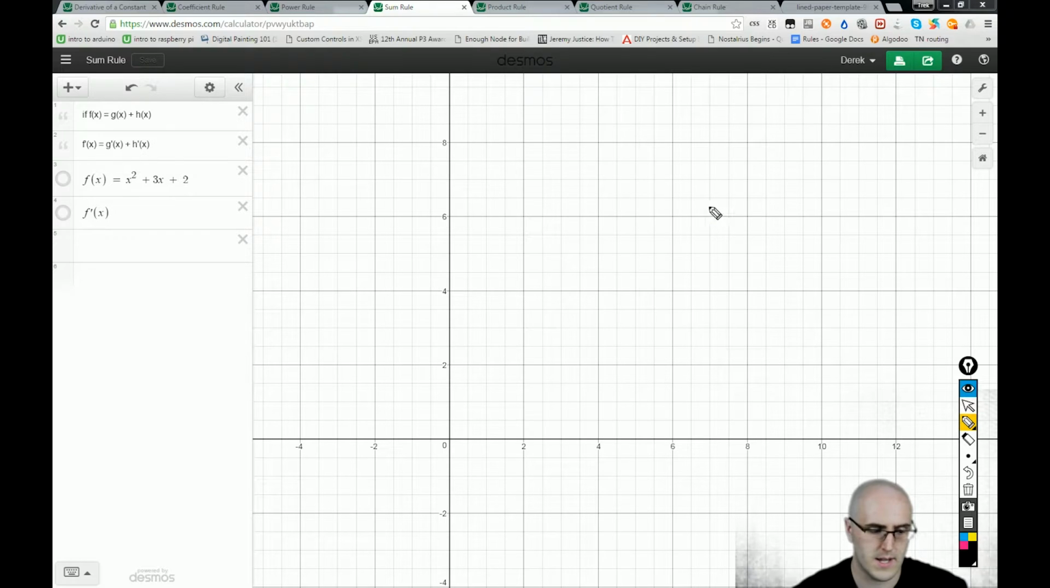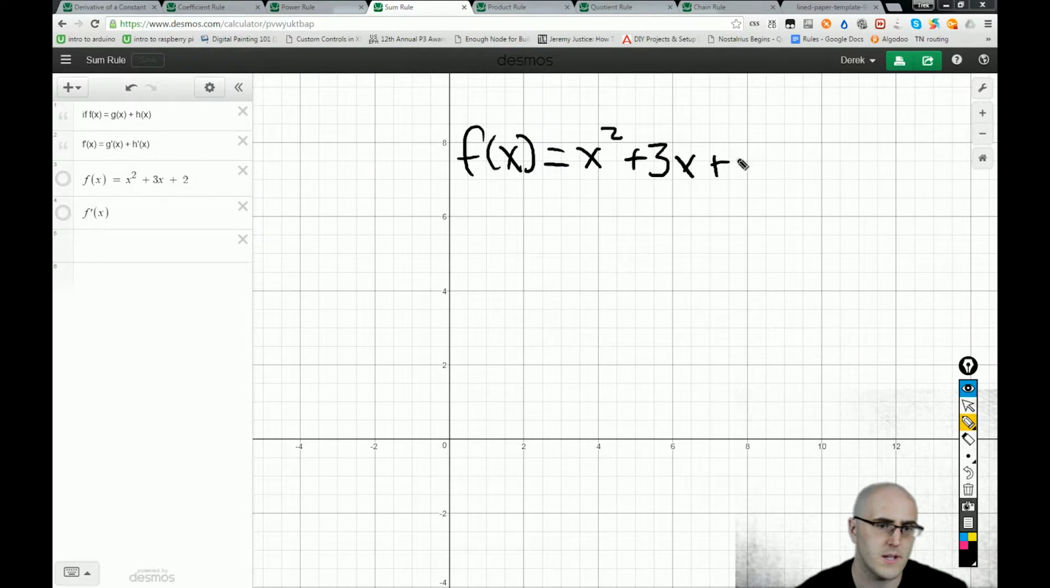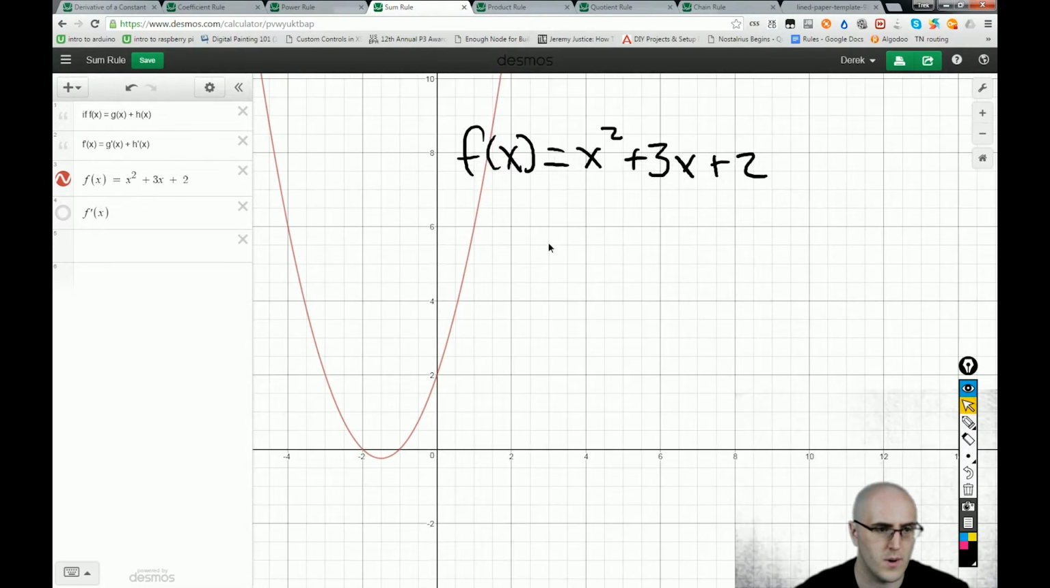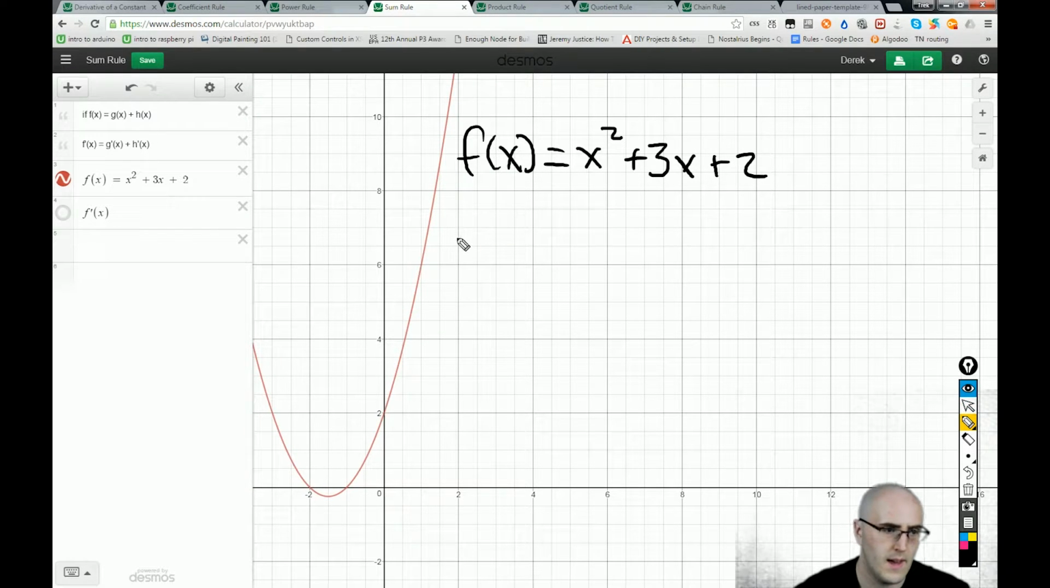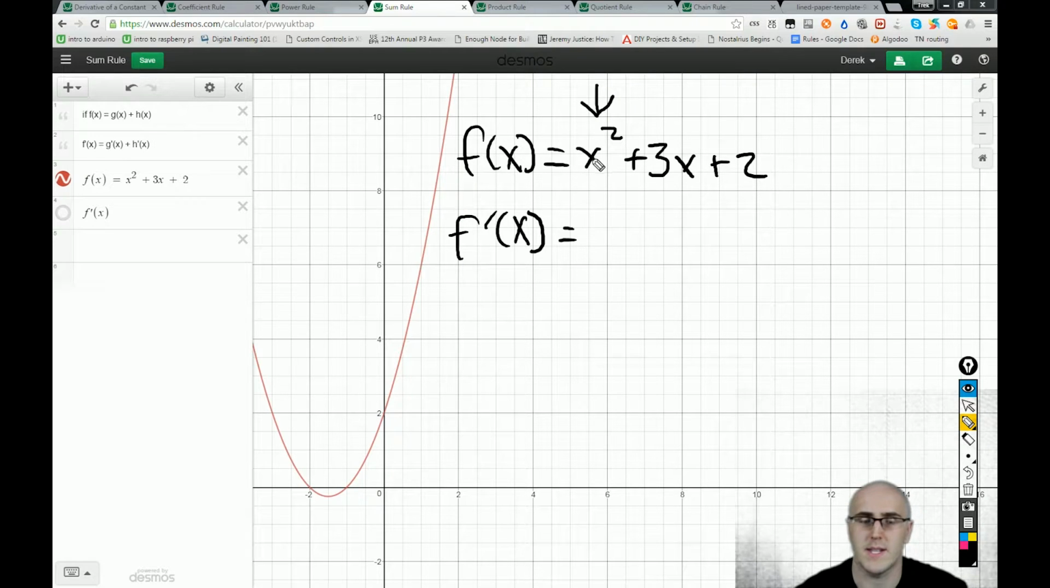So let's go through our example of this. We have f of x is equal to x squared plus 3x plus 2. Looks kind of like the x squared graph. And using what we just learned, we take the derivative of each one in turn. So let's do this one first. The derivative of this, as we learned in the previous example, is the power rule. So we bring down the 2, so we get 2x, and we subtract 1, so we just end up with 2x to the 1. All right, then we move on.